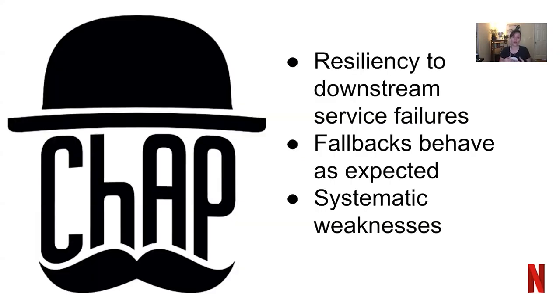And along with chaos experimentation as a change in mind frame, we also are using CHAP to run more complex experiments. So we're looking to affect and learn from resiliency to downstream service failures. We want to make sure fallbacks are behaving as expected, and we're looking for systematic weaknesses.